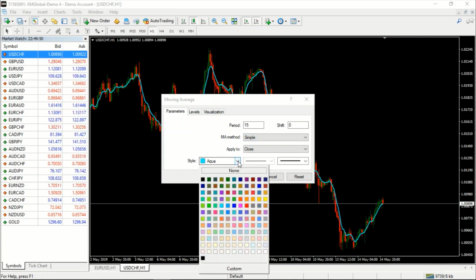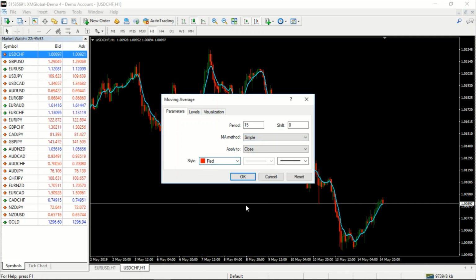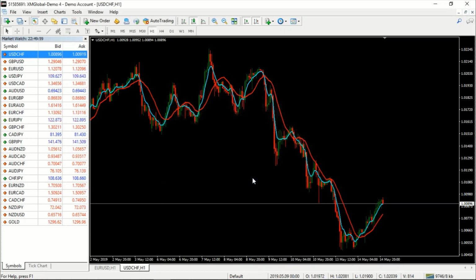Right, we will then make the color red. So we select color red. Thickness is still on the second thickness, and we will say OK. Now you see that we've got a red line that appears on the chart.